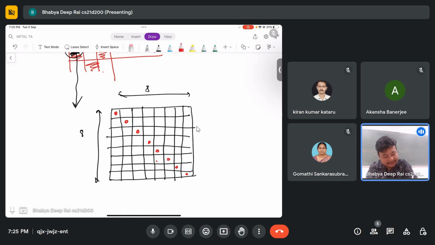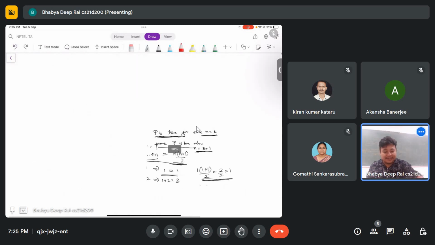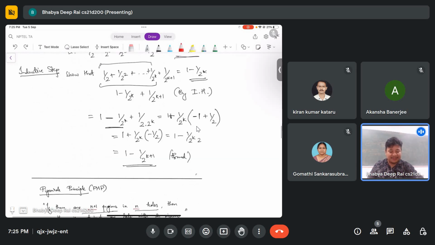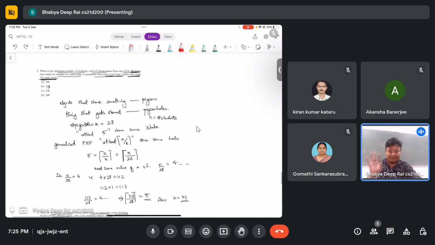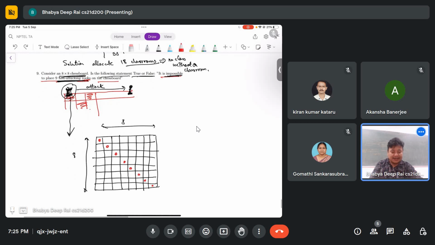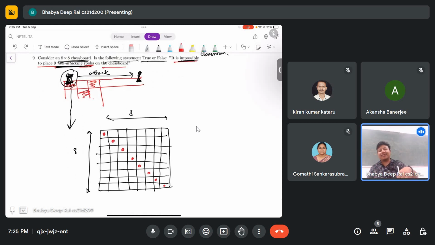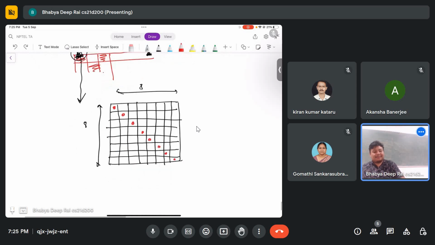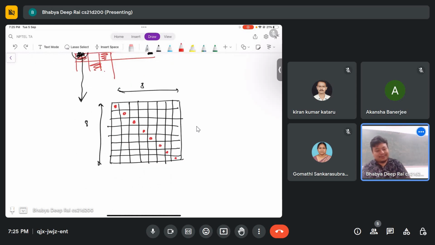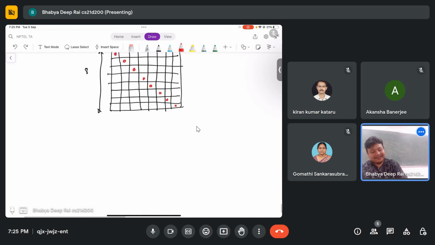So if I place it here, then this rook will attack me. If I place it here, then this rook will attack me. So logically it is not possible to do, because I looked at the best case possible which avoids all the attacking positions, and yet when I add one more rook to it, it does not work for me. So yeah, logically the statement is true.